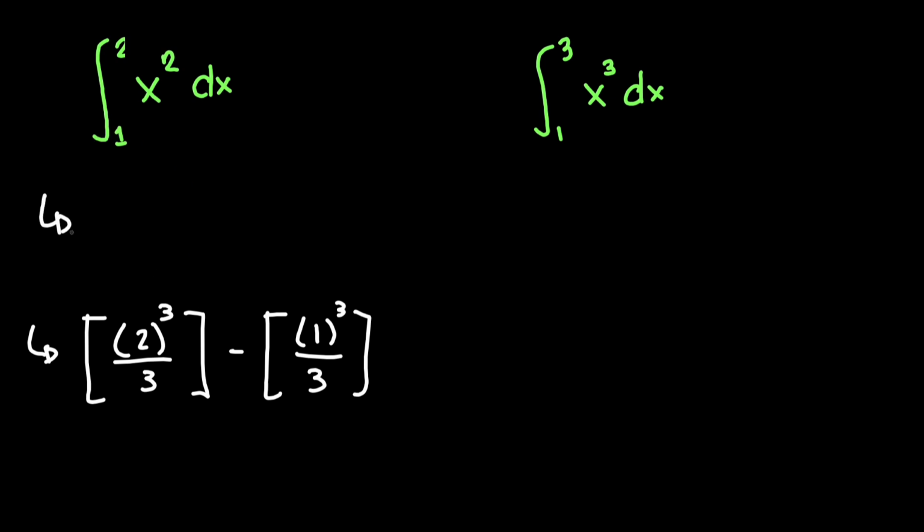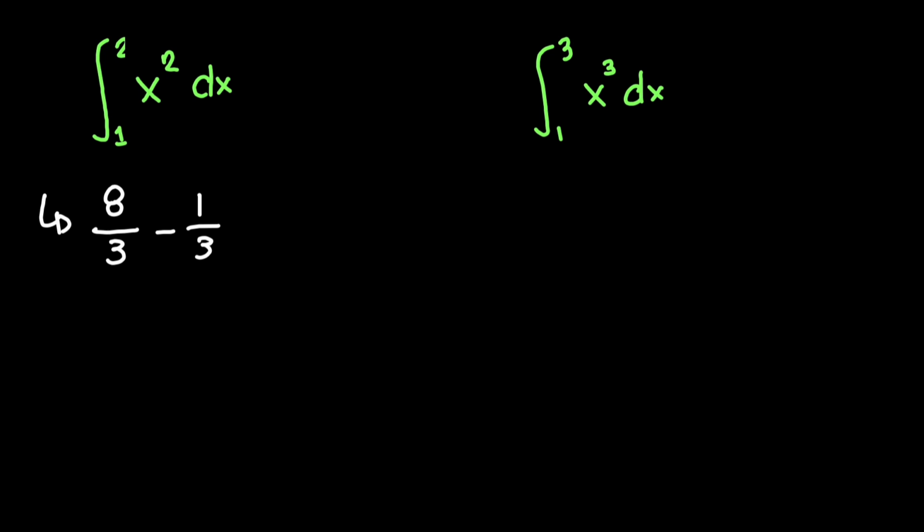So let's solve. 2 to the power of 3 would be 8 over 3, minus 1 to the power of 3, which would be 1 over 3. And so, since they have common denominators, we can simply subtract the numerators. So 8 minus 1 would be 7, and copy the denominator, which is 3, and that is your final answer.